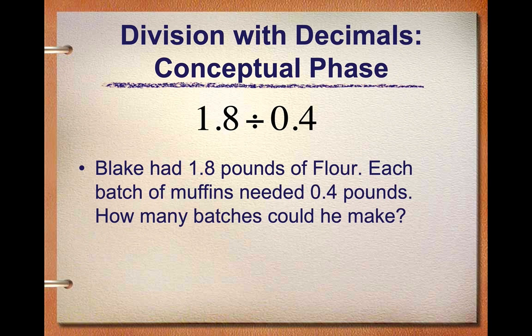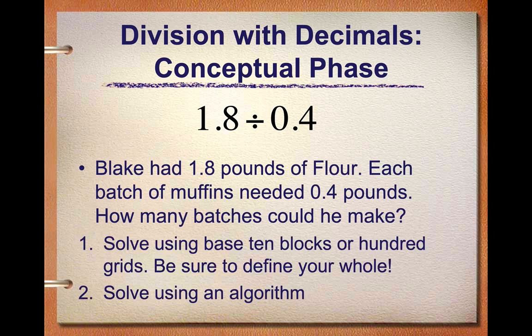Let's start with 1 8/10 divided by 4/10. And let's start with a context. Blake had 1 8/10 pounds of flour. Each batch of muffins needed 4/10 pounds of flour. How many batches could he make? Yeah, so what do you think? How many batches could he make? We could start with some estimation to go through that. And let's think about what this would look like in terms of a model for decimal division, and to think about the algorithm as well.